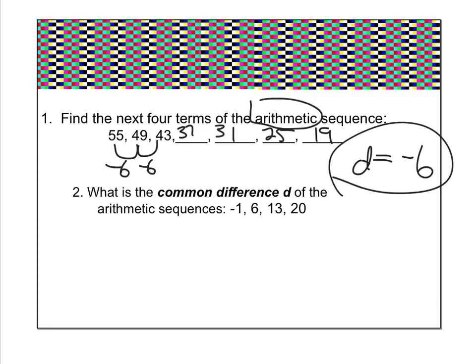So if I look here, what is the common difference? Well, I go from -1 to 6, that's 7, 7, 7. So my common difference, D, is going to be just +7.